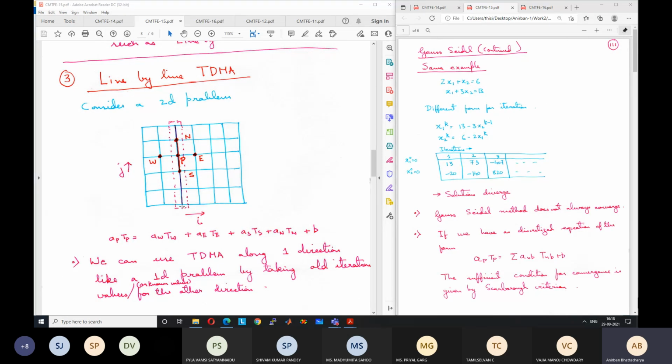So we can use TDMA along one direction like a 1D problem by taking old iteration values for the other direction. Once we have solved this line, we will go to the next line and again do the same thing. Directly we will solve the n equations or n unknowns. Similarly, we will go for the next line. That is why, because we are moving line by line and doing TDMA, it is known as line by line TDMA method.